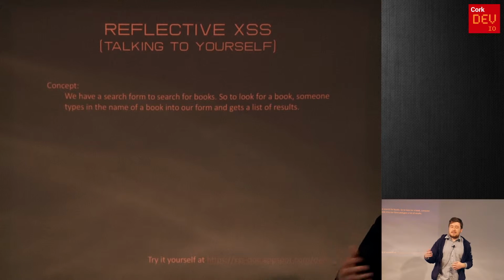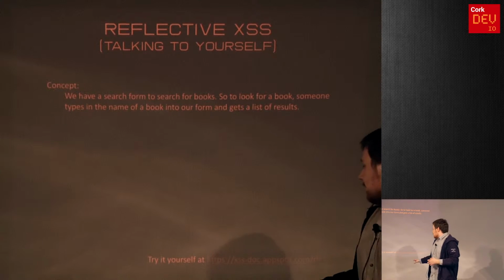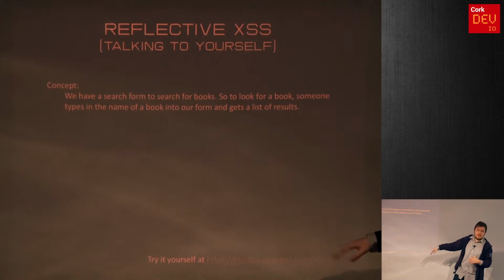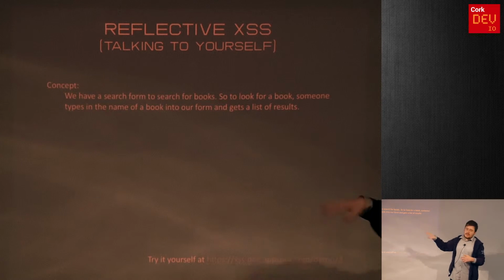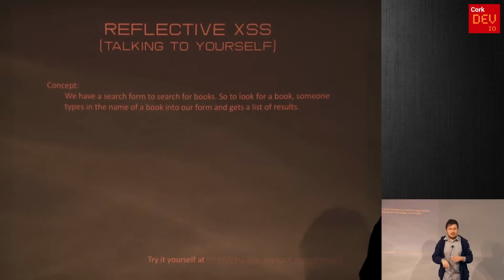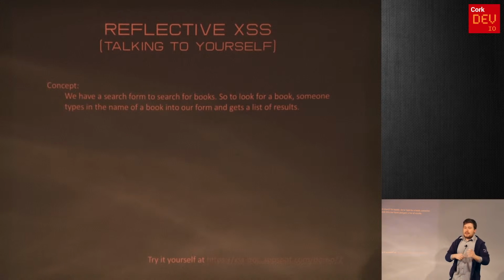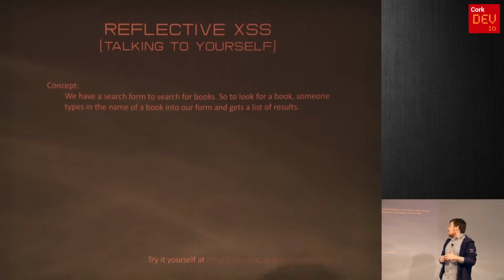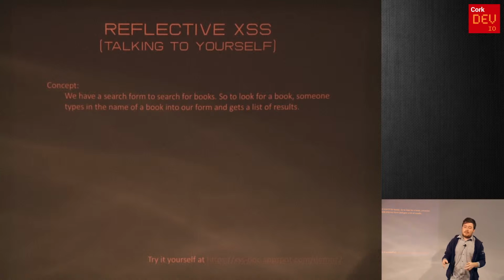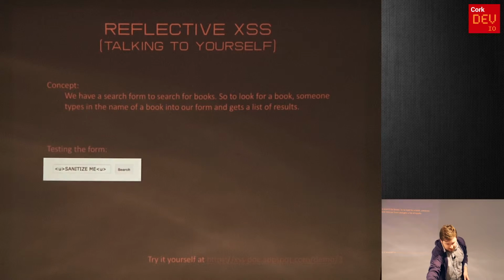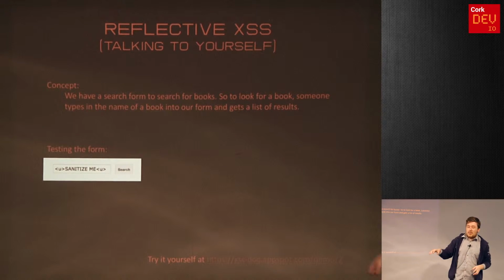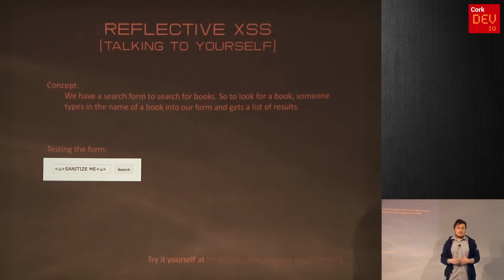To speak about reflective XSS, there is a demo, but I have it just storyboarded because it's probably just easier really. But let's say that you have just a search form for a library and you're searching for a book. So what you do is you've got a little search form, you put in your query, but what we're going to put in is just some simple HTML. So it's just an underline.